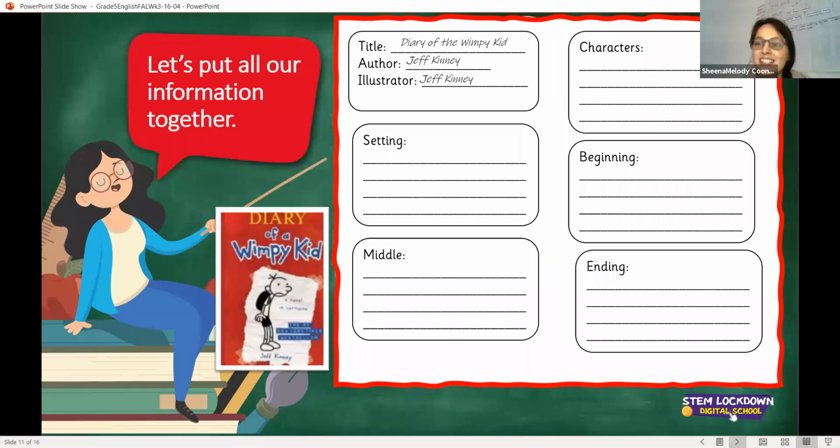Awesome. Okay, so in this case, with this book, he is the illustrator, but it's not always the case. If you're reading other books, they may have a different illustrator. Okay, so let's look at the characters. I think I went a bit too fast there.